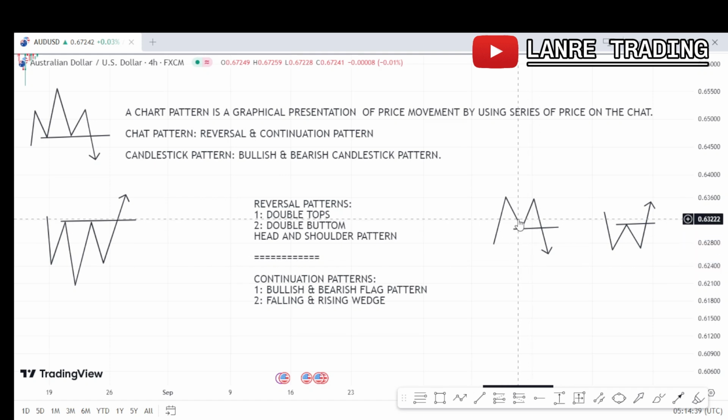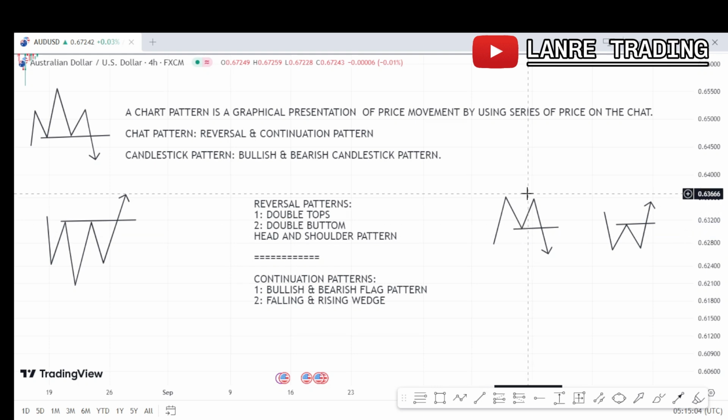The double top pattern is meant to be looked for at the resistance level, for you to take a sell position. And what does the double top signal to you? It sends information of a possible reversal. And how do we trade this double top pattern? We wait for price to break this neckline. This is the neckline of the double top.